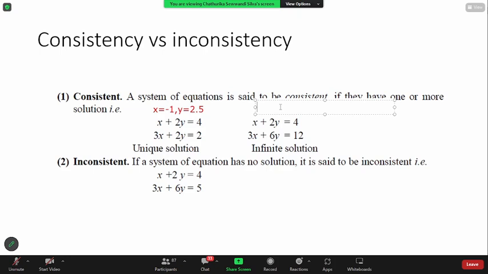So when you look at these two equations, the first is x plus 2y equals 4. The second equation is 3x plus 6y equals 12. If you divide the second equation by 3, you will get the first equation again.